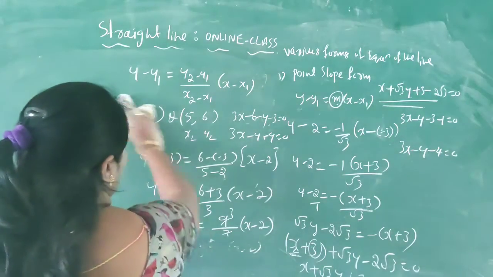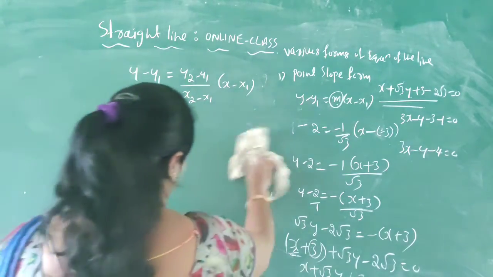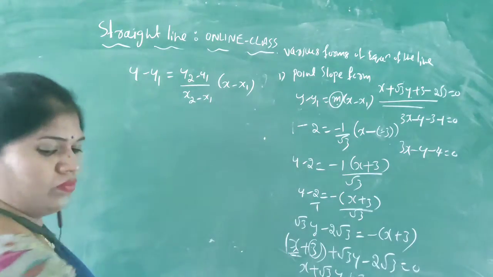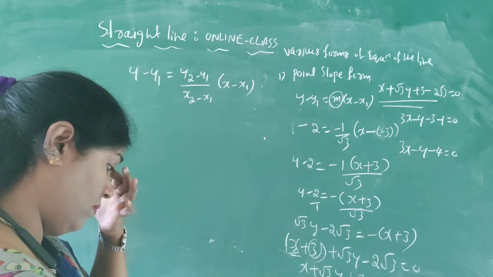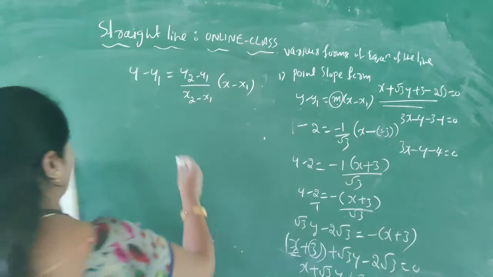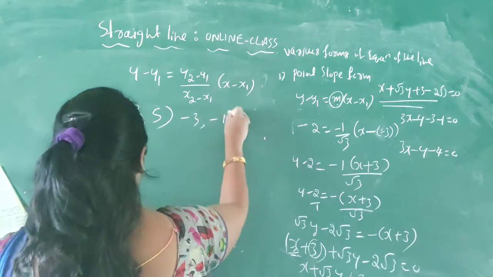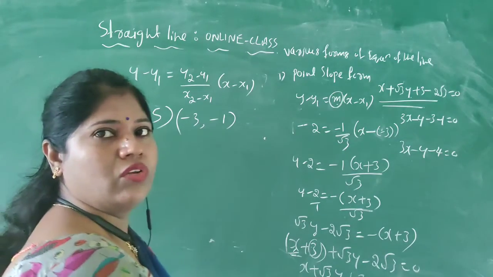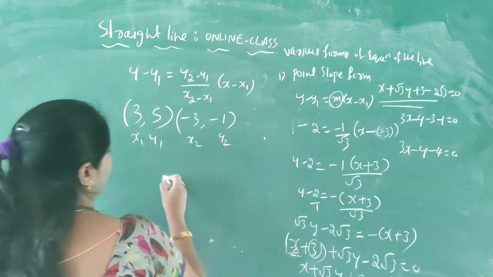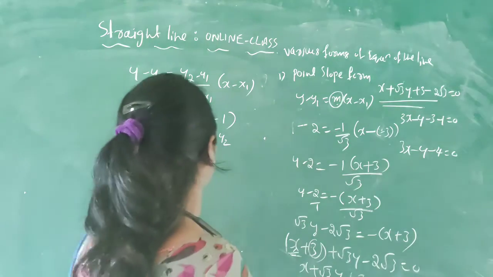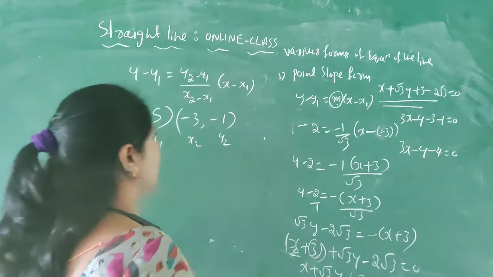Next. The points are (3, 5) and (-3, -1). If there is a minus, you have to be very careful. Label them x1, y1, x2, y2. What is the formula? The formula is y minus y1 is equal to y2 minus y1 divided by x2 minus x1 of x minus x1.